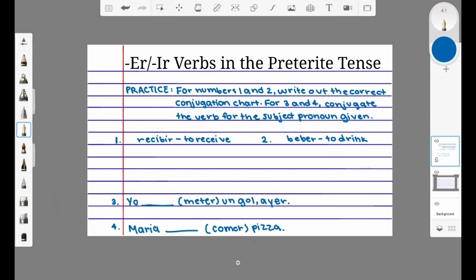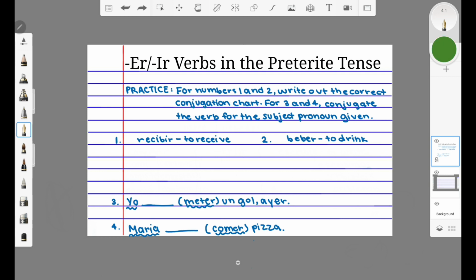For 3 and 4, the subject pronoun is given and the verb is also given in parentheses, and you conjugate that verb with the subject pronoun that's given. So pause the video now and get started on the practice.